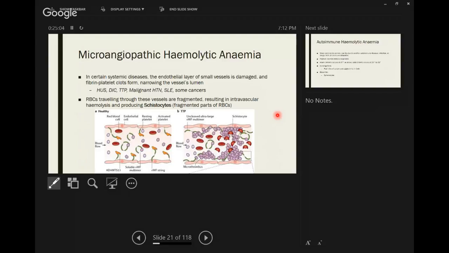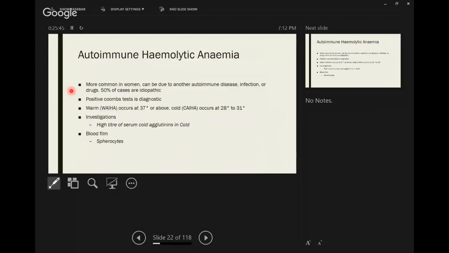In certain systemic diseases, microangiopathic is fairly dangerous, also fairly unlikely to be tested because it's quite complex. But when you get endothelial damage, fibrin platelet clots form, kind of like atherosclerosis, but not everywhere. They narrow the vessel's lumen, and literally blood cells are ripped apart as they go through, which produces schistocytes. A schistocyte is a fragmented part of a red blood cell. It occurs in a lot of things, so hemolytic uremic syndrome, disseminated intravascular coagulation, TTP, malignant hypertension, SLE, and some cancers. That's all you really need to know, just a baseline of it.